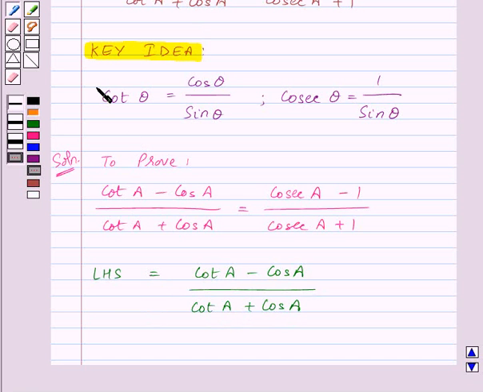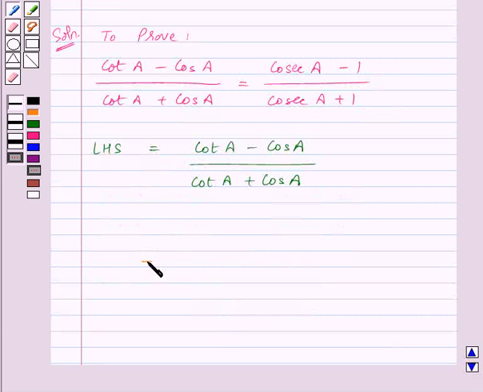In the key idea, we have already learned that cot theta is equal to cos theta upon sin theta. So here, let us change cot A to cos A upon sin A. So this will be equal to (cos A upon sin A minus cos A) upon (cos A upon sin A plus cos A).